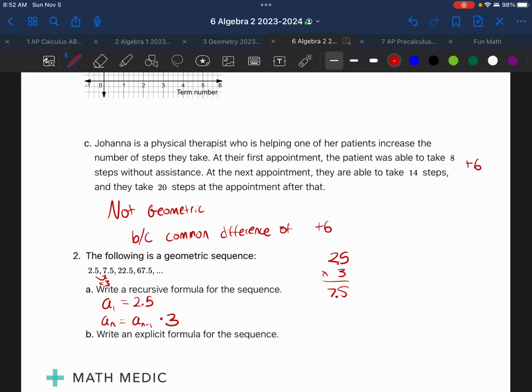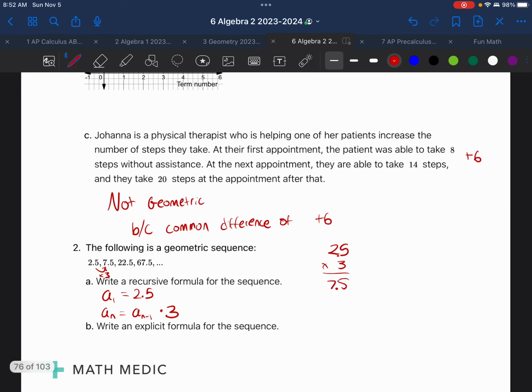Now it wants us to write an explicit formula for the sequence. So again, that only has one part. We just jump straight to an a sub n. And the way that a recursive formula works, let me write a generic recursive formula here, and I'll write the actual answer over here. Generically, you want some term. I'm going to say like a sub 3 or a sub 1. It doesn't really matter.